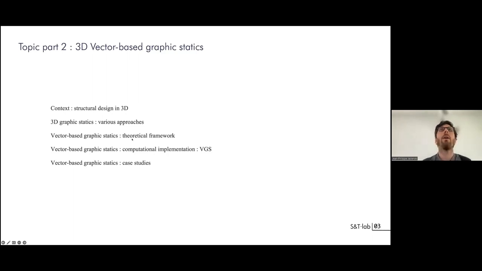Okay, so I will follow with part 2, which is about three-dimensional vector-based graphic statics. Maybe just a small word of introduction. My name is Jean-Philippe Jazienski. I'm a researcher at the UC Louvain Structures and Technologies Lab, which is run by Denise Astavny. I've been researching the topic of 3D graphic statics for more than 10 years now.